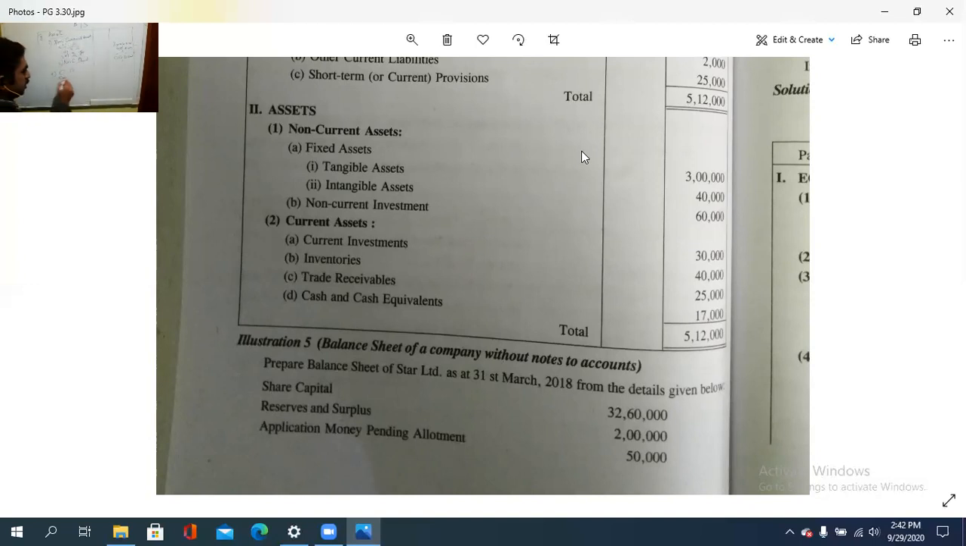So I have the current investments, 30,000. Then B is inventory, stock, 40,000. Trade receivable, that is bills receivable, trade receivable 25,000. And cash and cash equivalents. Cash and cash equivalents, because it is always changing, isn't it? Our cash cycle, always changing.